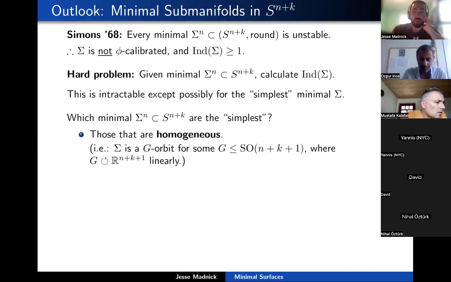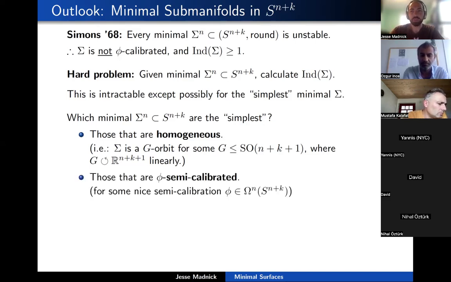So one is you can require symmetry, right? So homogeneous minimal submanifolds, those that are G orbits, where G is a subgroup of SO(n+k+1), and G acts linearly on the ambient Euclidean space. G acts transitively on sigma. For these submanifolds, it's maybe more feasible to calculate the Morse index. Even for these submanifolds, calculating the Morse index is extremely hard and may not be really doable, but at least there's maybe some hope. The other class, which will take center stage in this talk, are those that are phi semi-calibrated, where phi is some nice semi-calibration.